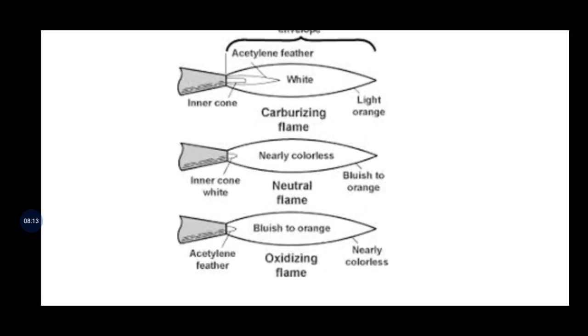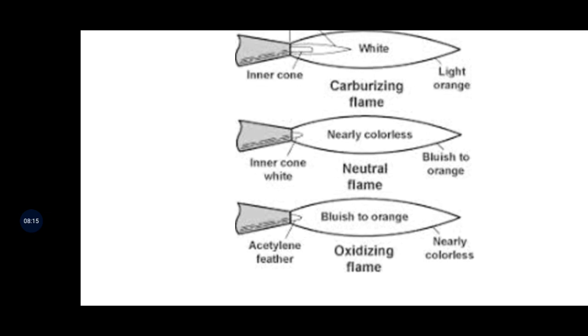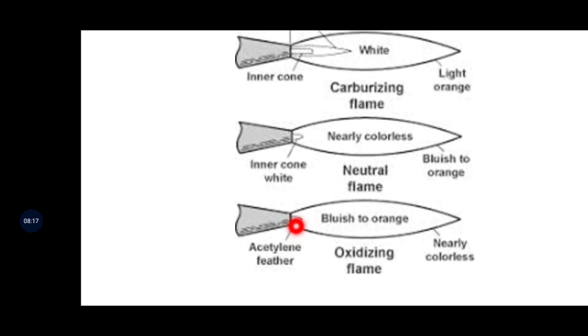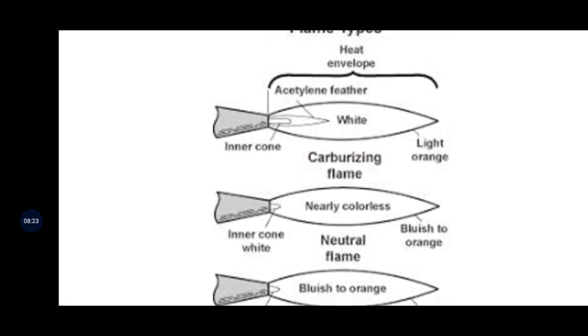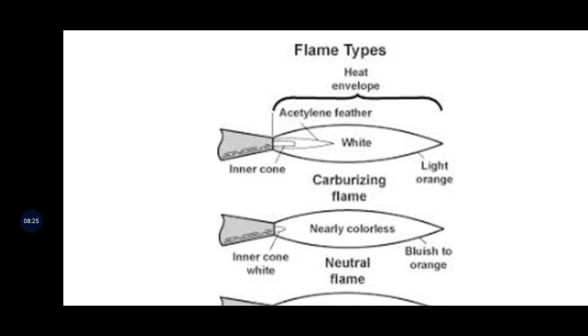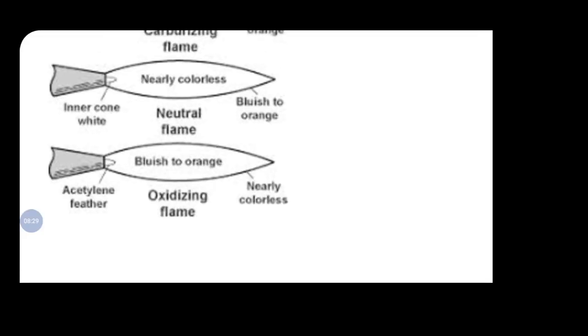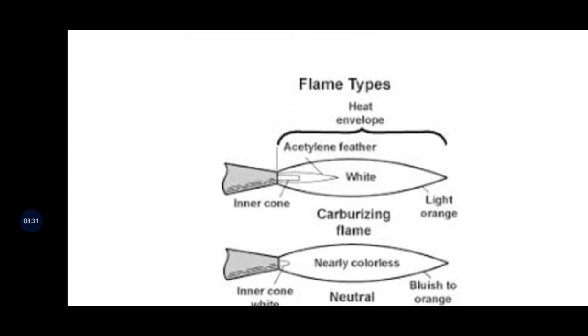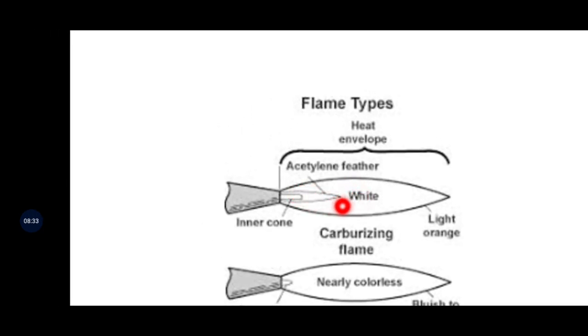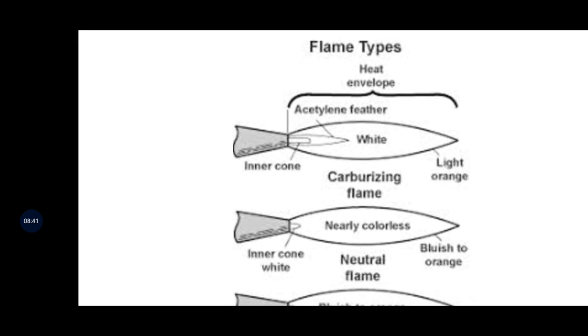Next, in the same figure, I show the acetylene feather. So this is the neutral flame and the carburizing flame. The acetylene feather is larger here and its size is smaller here, because it is the carburizing flame, with more acetylene. There is an envelope around the flame, and the acetylene feather size is larger here. So this is the heat envelope.